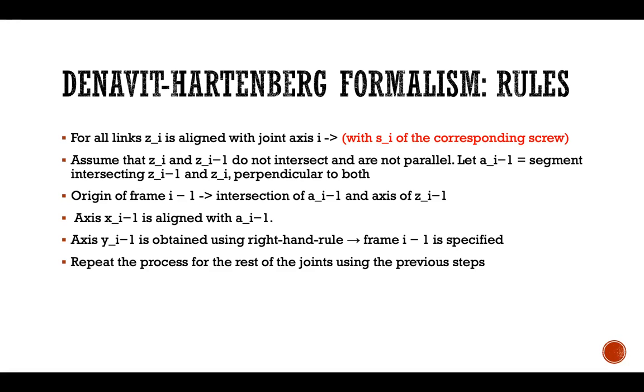After that, we define the origin of the frame i-1 to be the intersection of the previously defined segment and the axis Z_{i-1}. Then we move on to define the axis X_{i-1} to be aligned with this segment, a_{i-1}. Finally, we define the axis Y_{i-1} using the right-hand rule. At this point, we finish defining the frame i-1. Following this procedure, we can define the rest of the joints using the previously defined frame each time.